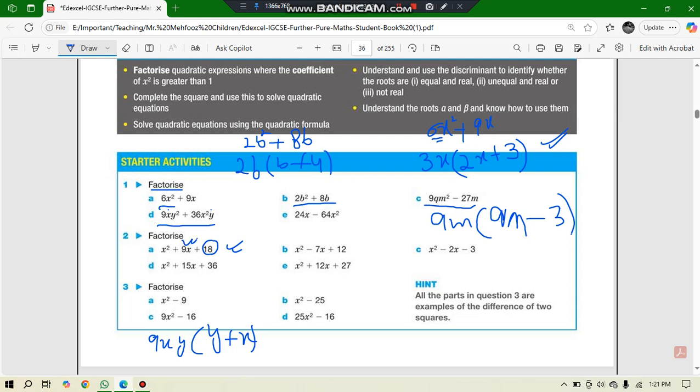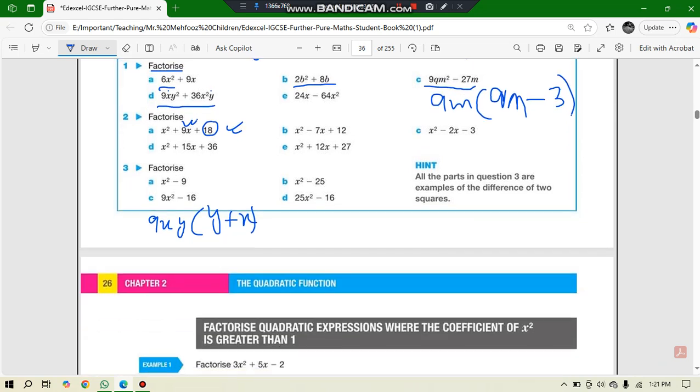So we can find the pairs of 18. So 1 multiply by 18, this is your first pair. When we multiply this pair, your answer is 18, but when we add or subtract these numbers, your answer will not be 9. So this pair cannot be used. Also the second one is 2 multiply by 9. So this is also the second pair. When we multiply this pair, your answer will be 18, but when we add or subtract, your answer will be 11 or 7. So this is not 9, so that's why this also will be neglected.